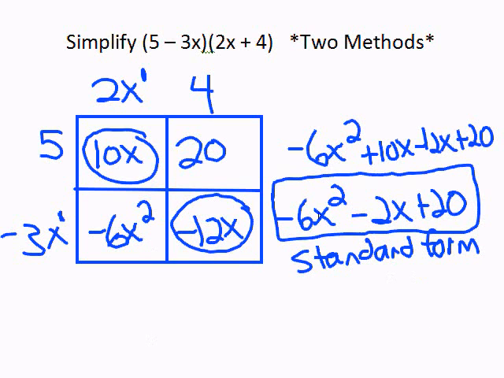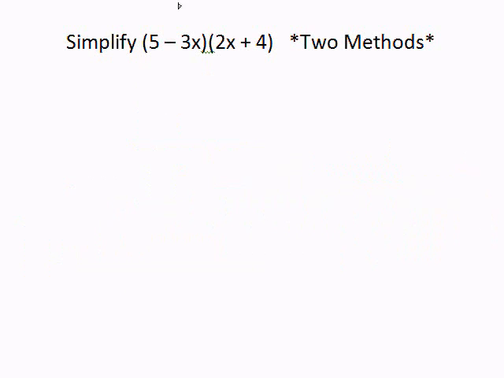Now this is the first method of distribution. There's another way we can go about solving, or rather simplifying, this expression. Let me show you. We can also, and this requires less writing, take the 5 and draw an arrow from the 5 to the 2x and write the result. 5 times 2x is 10x. Then we can take an arrow from the 5 and write it to the 4. Positive 5 times positive 4 is positive 20.